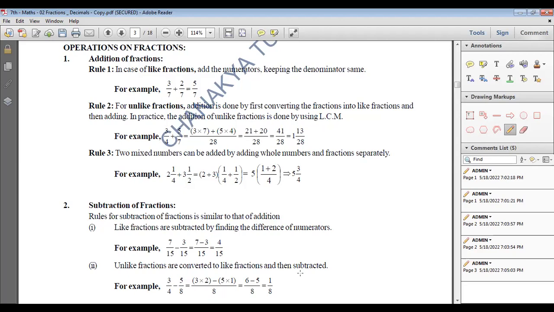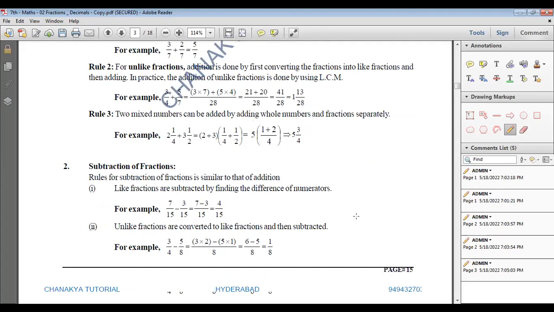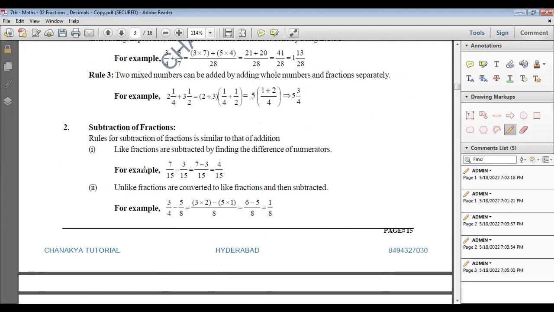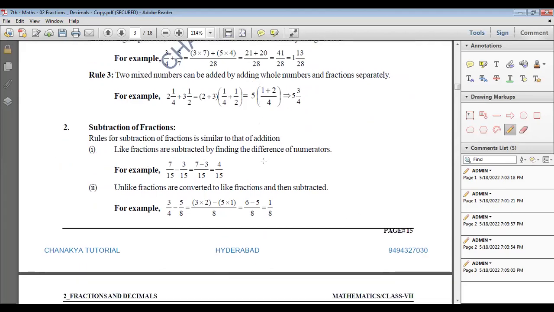Coming to subtraction, children, it is the same as addition. For like fractions, subtraction is by finding the difference of the numerators. Just like fractions means very easy, children. Like addition of like fractions, where we add just the numerators. In this example the denominator is 15 here, so they are like fractions, and we can subtract them normally. But if it's unlike fractions, we have to find their LCM and then do this.